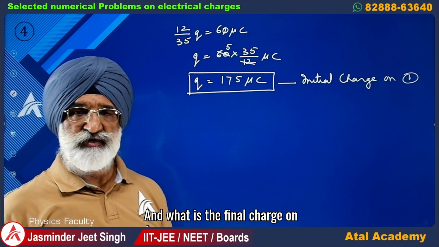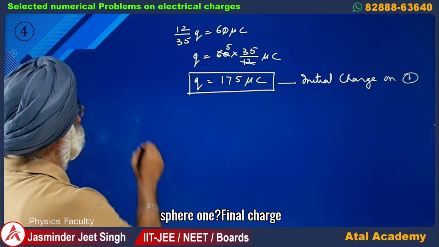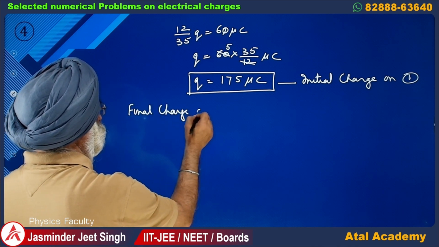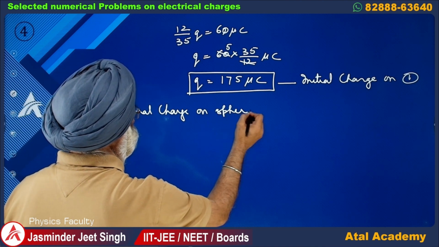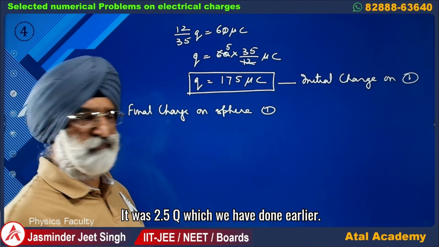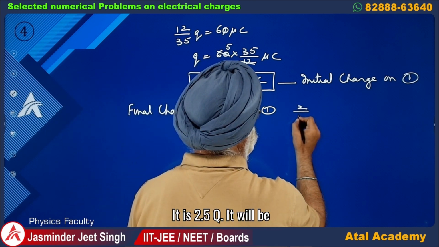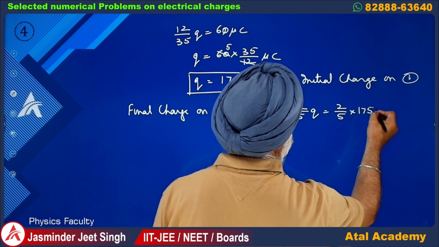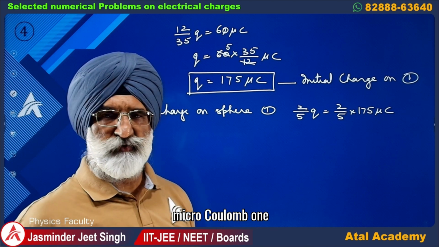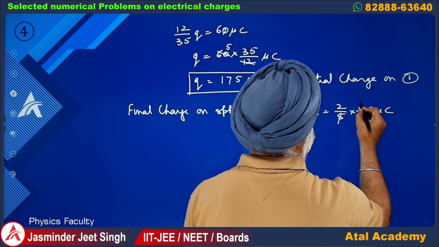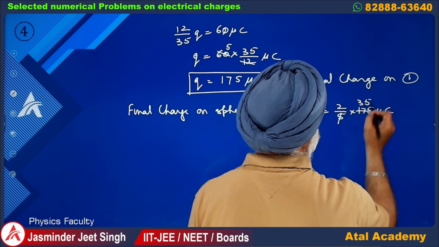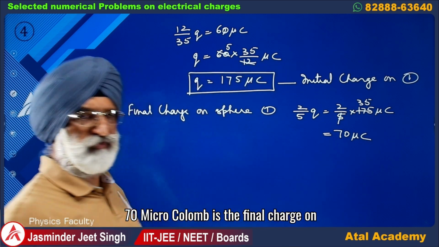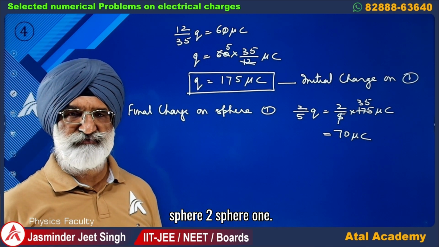And what is the final charge on sphere 1? It was 2 upon 5 q, which we have done earlier. It will be 2 upon 5 into 175 microcoulomb. When you solve it, 5 into 35 is 175, and 35 into 2 is 70. It will be 70 microcoulomb. 70 microcoulomb is the final charge on sphere 1.